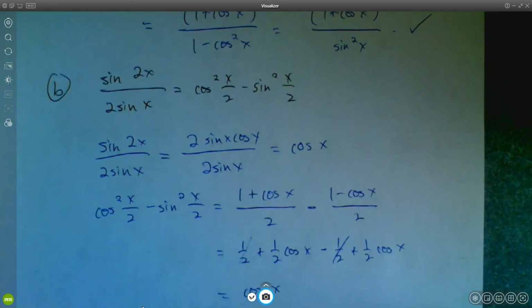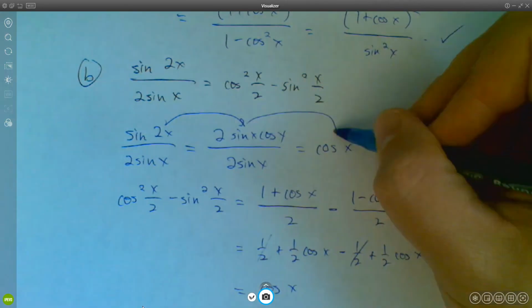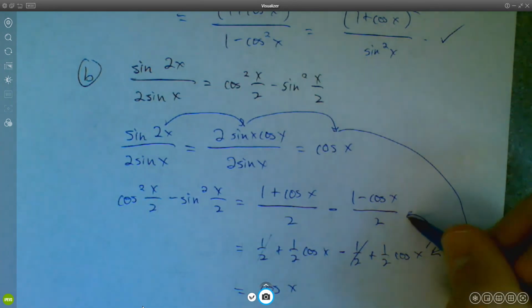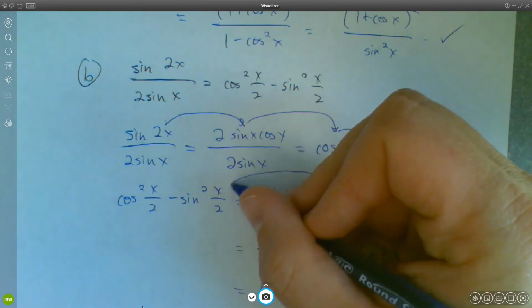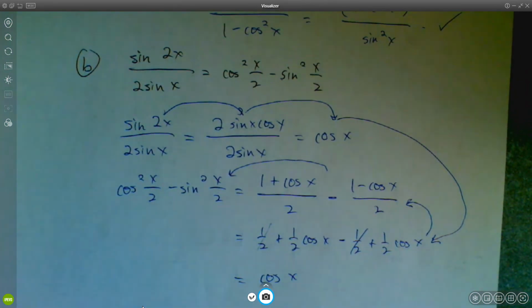So I think the logic flow would maybe go from here to here, then from here to here, then from here to here. That would be a very tricky one that I don't know how you'd really see unless you were working backwards. From here to here, and then from here to here. Okay, so that's the logic flow.